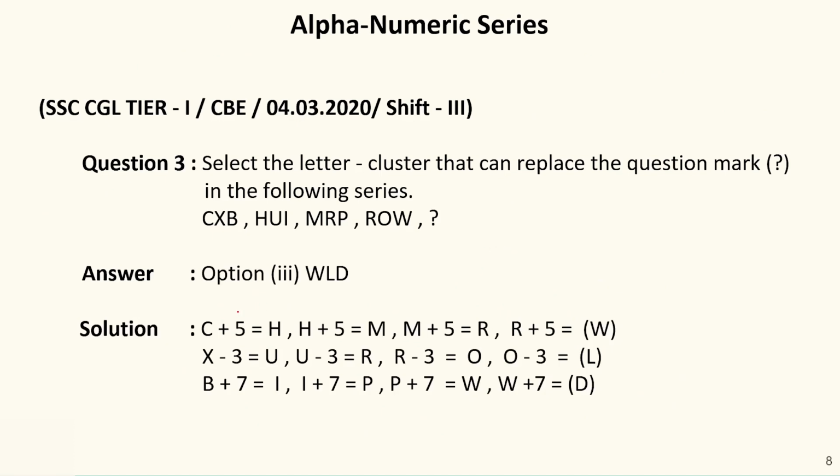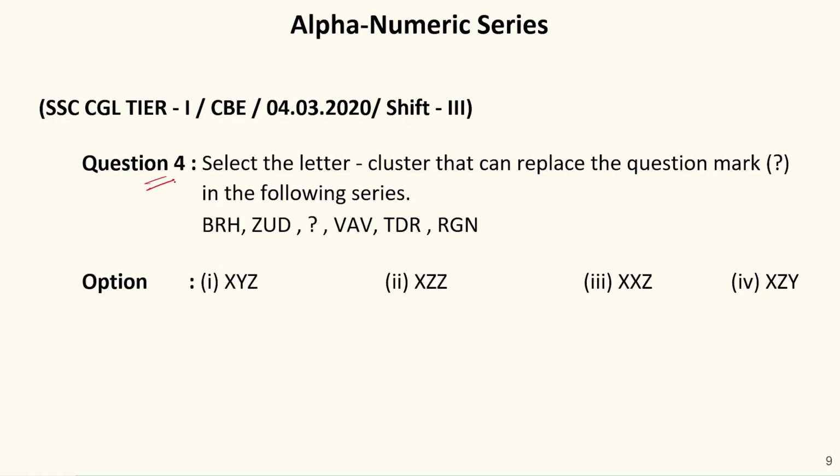This is the solution. So first we have broken this into 3 series. For the first we are adding 5, right? For the second we are going 3 positions backward, and for the last series we are going 7 positions forward. So this is the answer, WLD. Okay, again, question number 4. We have to select what will come in this place.